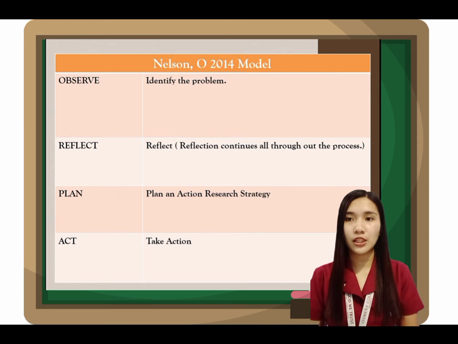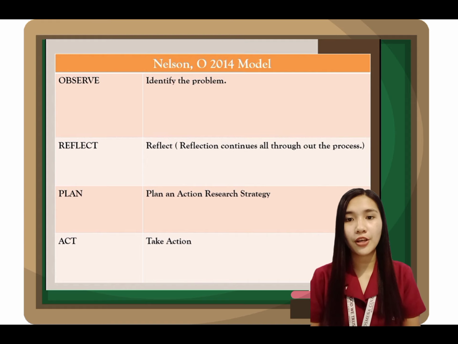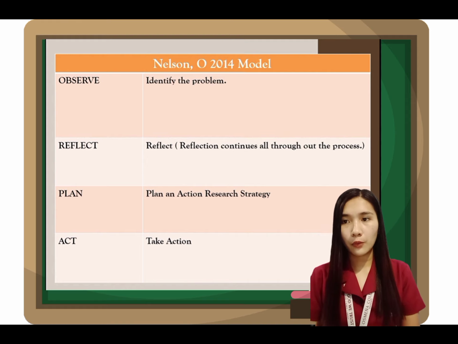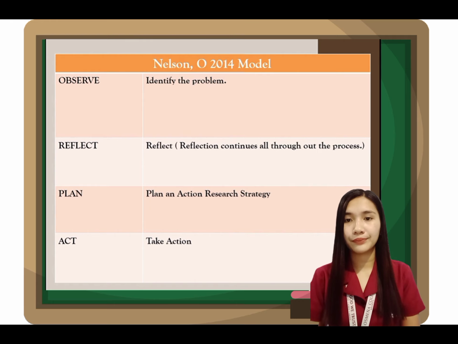So the first question is, based on observation and noticing, what problematic situations prevail in the classroom or teaching learning environment? Second, which of these problems shall I focus on? And third, what does literature say about this problem? On what theories or principles I learned before is the problem anchored? Next is reflect. So reflect is the reflection that continues all throughout the process.